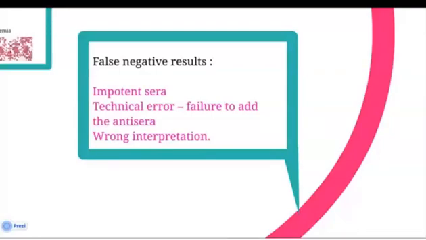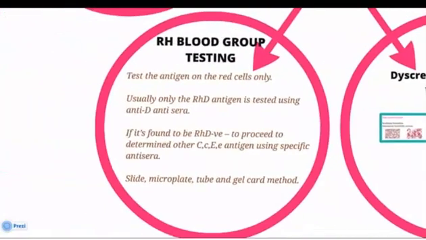For Rh blood group testing, the principle is the same, the antigen-antibody reaction, but we only test the antigen on the red cells, meaning that we only do the forward testing. We use anti-D antisera, and if it is found to be RhD negative, we will proceed to determine other antigens such as small c, big C, small e, big E, using specific antisera. The method is still the same: slide, microplate, tube and gel cut method.